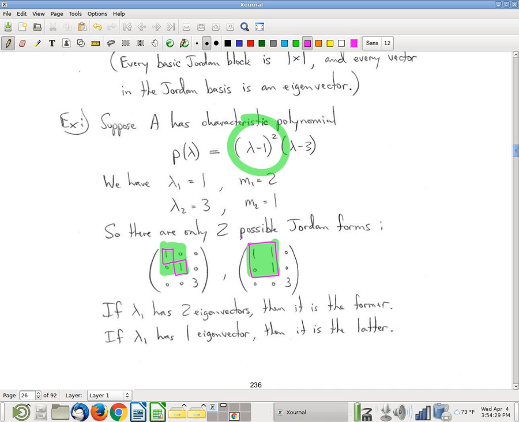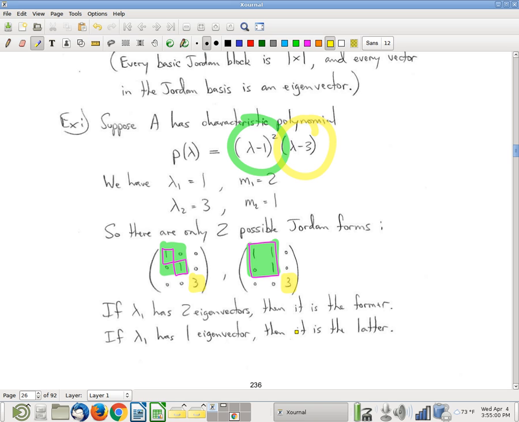Okay, likewise, this factor tells you have a 1 by 1 eigenvalue block with 3 on the diagonal. And of course there is only one such thing. So we've narrowed it down to two possibilities just by looking at the characteristic polynomial. I don't even know the eigenvectors yet. The characteristic polynomial itself tells me almost everything that I need to write down in Jordan form.